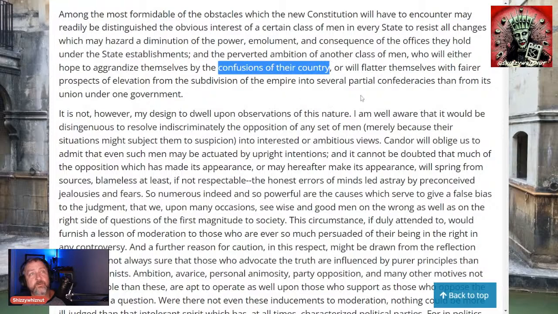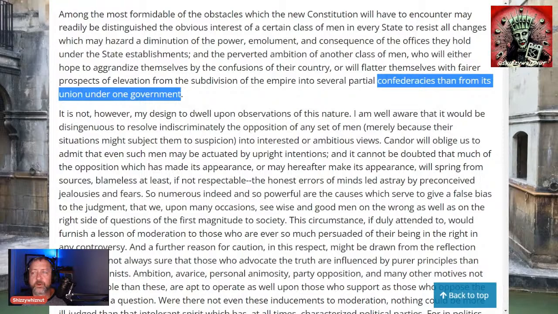These men will also flatter themselves with fairer prospects of elevation from the subdivision of the empire into several partial confederacies than from its union under one government. And I wonder if that's going to change in these essays that were written.